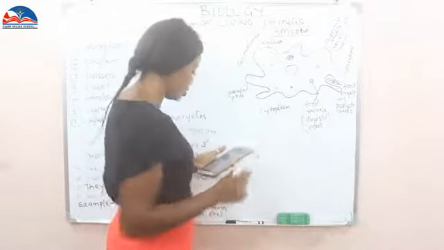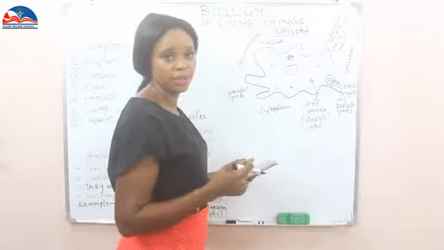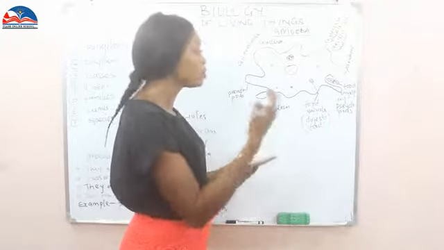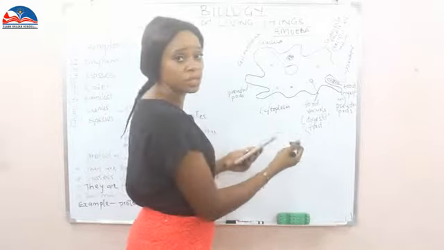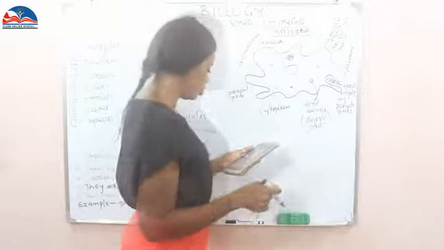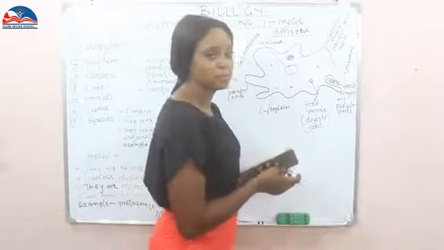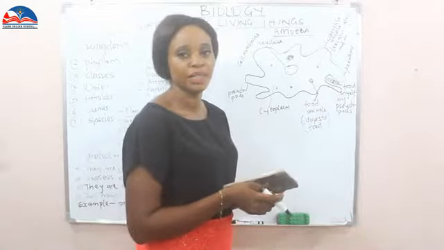The nucleus is for their reproduction. They reproduce with their nucleus. As time goes on, we'll talk on how they reproduce, how they separate their cells, their nucleus, and reproduce. Food vacuole, it aids the digestion of food consumed by the organism.